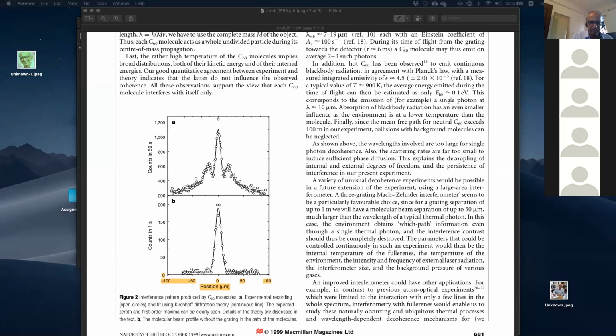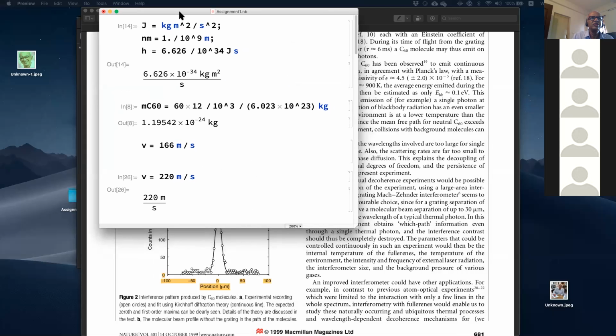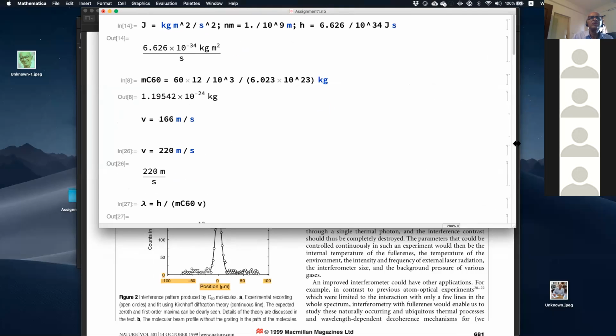Yes, sir. So what I am going to do is calculate the de Broglie wavelength of C60 molecules. For that, I use a program called Mathematica. You can see it here if you see my mouse. This is Mathematica. I use it to do numerical calculations on the screen.